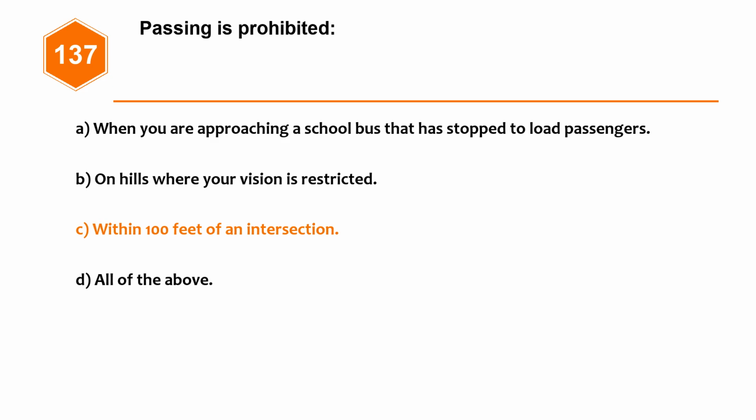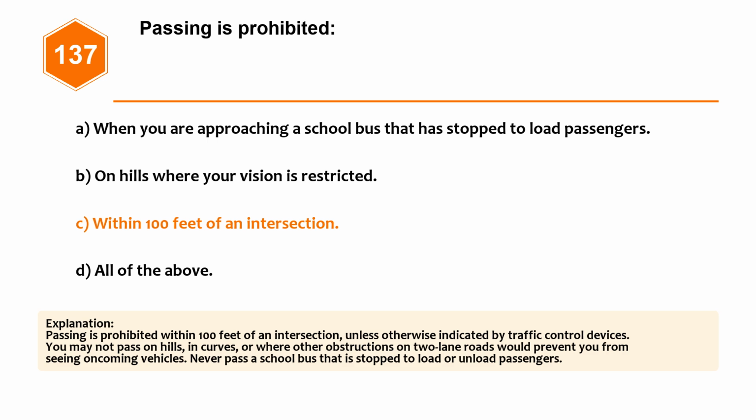The correct answer is option C. Within 100 feet of an intersection. Explanation. Passing is prohibited within 100 feet of an intersection unless otherwise indicated by traffic control devices. You may not pass on hills, in curves, or where other obstructions on 2-lane roads would prevent you from seeing oncoming vehicles. Never pass a school bus that is stopped to load or unload passengers.